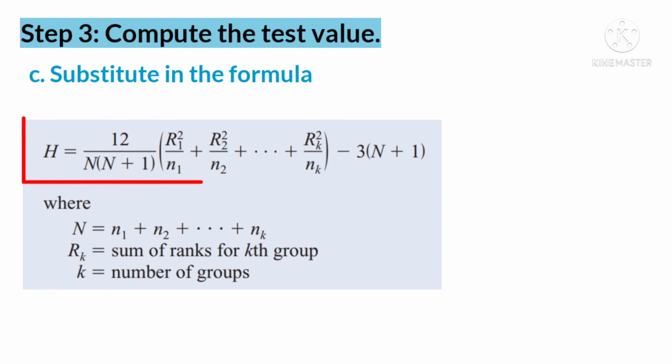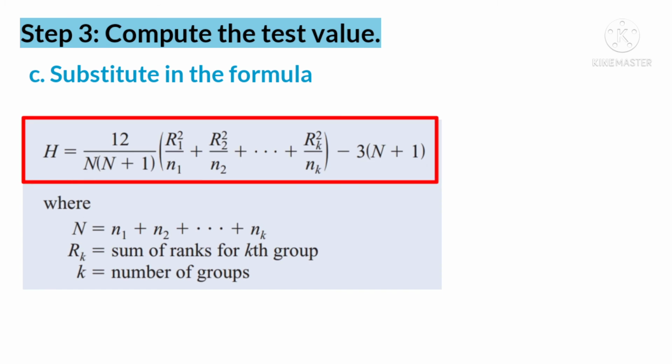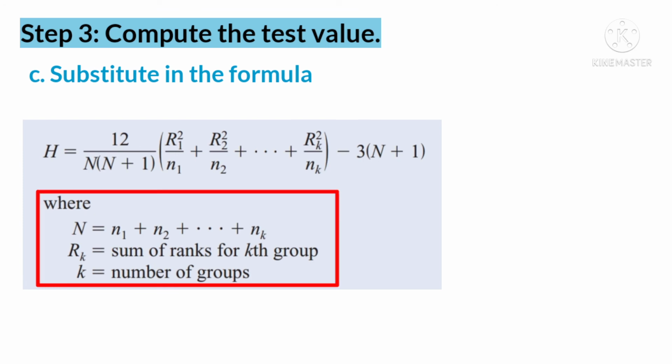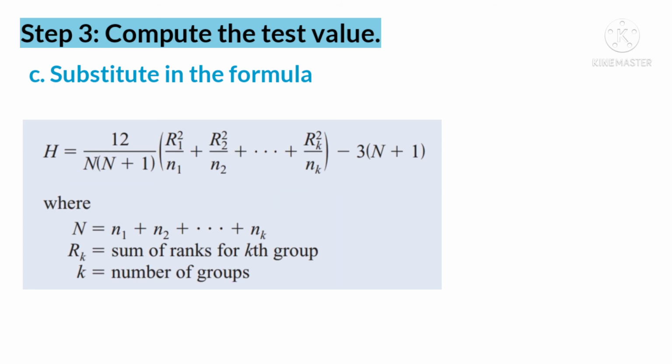So for letter C, we'll just substitute all the values into this given formula. We have H is equal to 12 over N quantity N plus 1, quantity R sub 1 raised to 2 over N sub 1 plus R sub 2 raised to 2 over N sub 2 plus R sub K raised to 2 over N sub K, minus 3 quantity N plus 1, where N is equal to N sub 1 plus N sub 2 plus N sub K. R sub K is equal to the sum of the ranks for the kth group, and K is equal to the number of groups. Now here are the values that we need.